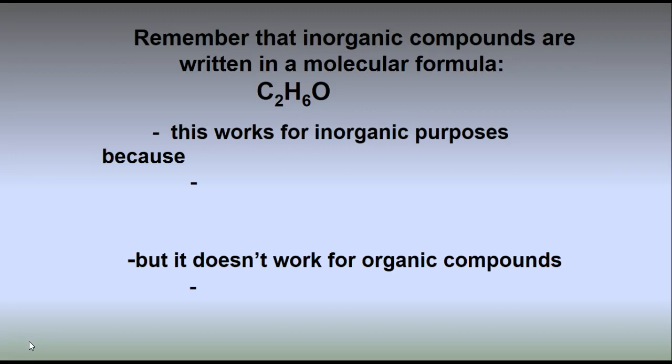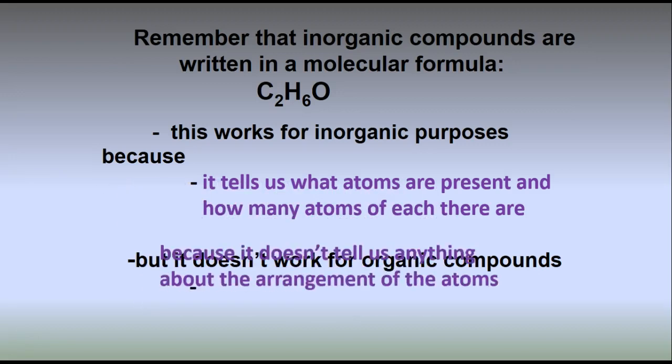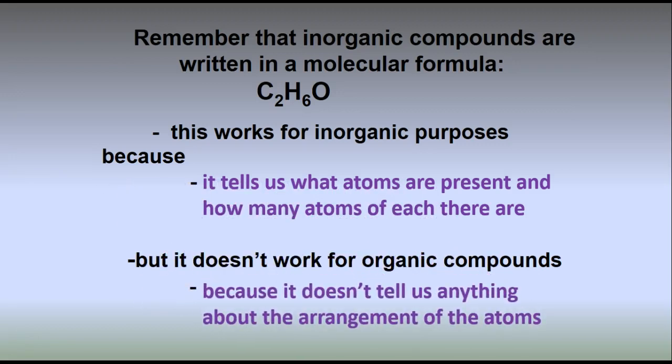Remember that compounds are written in a molecular formula such as C2H6O, and this formula is telling us that there are 2 carbons, 6 hydrogens, and 1 oxygen. This works very well for inorganic purposes, primarily because it tells us what atoms are present and how many there are. Unfortunately, this doesn't work for the organic compounds, because it doesn't tell us about the arrangement of the atoms. What we find is that organic compounds don't only rely on the number of atoms, but also on how they are arranged. Where are these hydrogens? Where are the oxygens? How are they interacting with one another? And if I change it up, does that change the compound? All of these come into effect when looking at organic compounds.